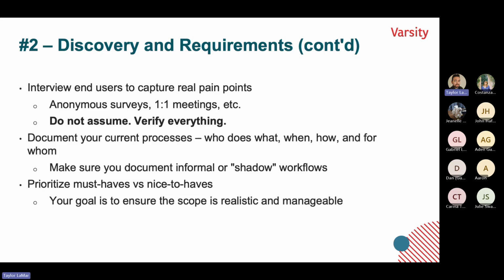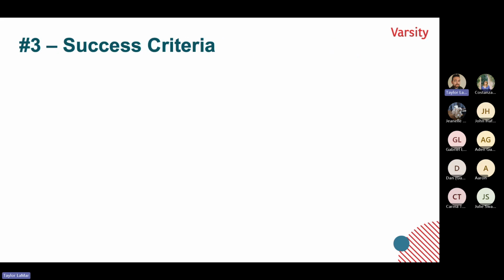Then try and prioritize. What's your nice to haves versus your must haves? This just makes sure that the scope is manageable. You're not going to solve every problem all at once. You want to. I want to. I would love for that to happen, but we can't. So do your best to create what's called an MVP, a minimal viable product, which is a list of your absolutely necessary things that you need for this project to do. Again, we'll talk more about what that looks like later.